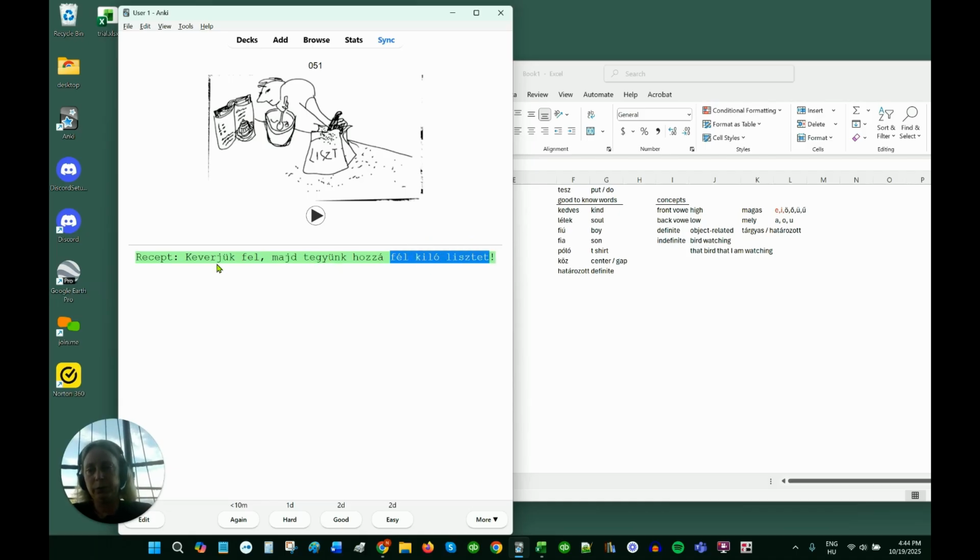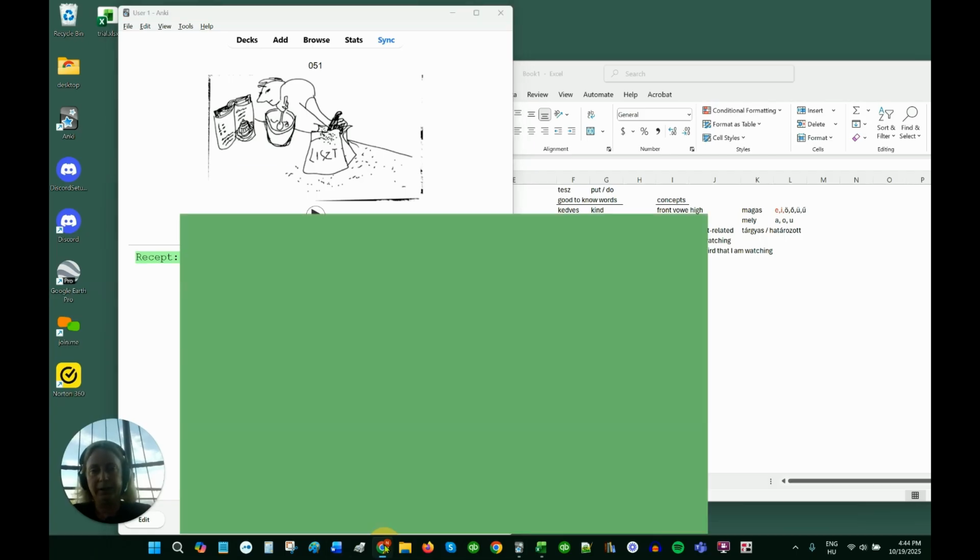So both juk and unk are conjugations for first person plural, us, right? But there's no N before the K in the definite conjugation, and there is an N before the K in the indefinite. So definite has no N, indefinite has an N.